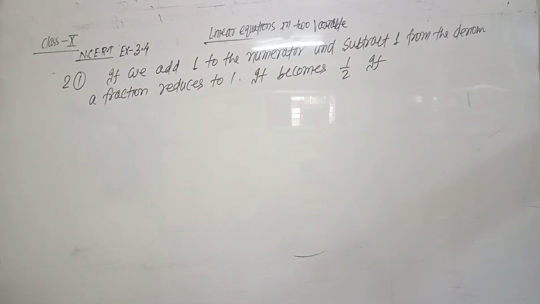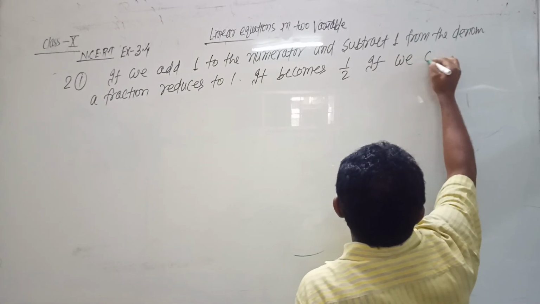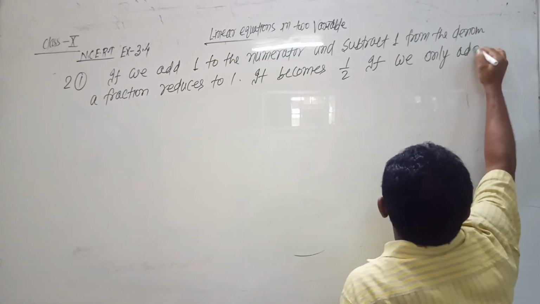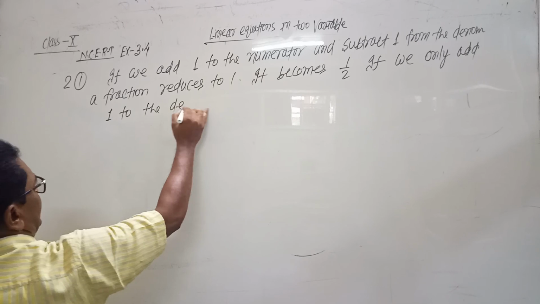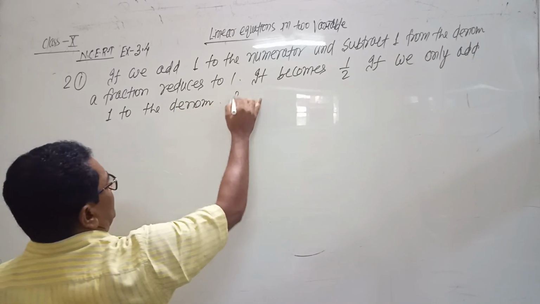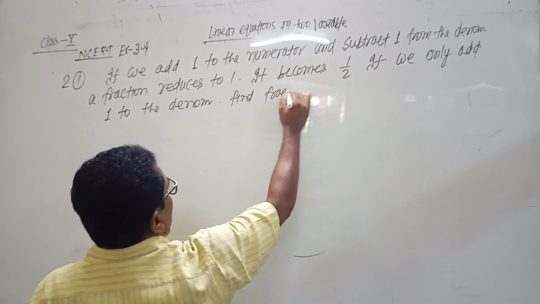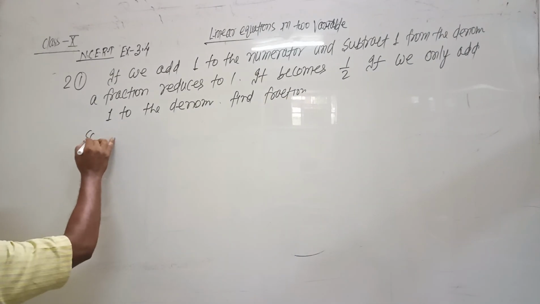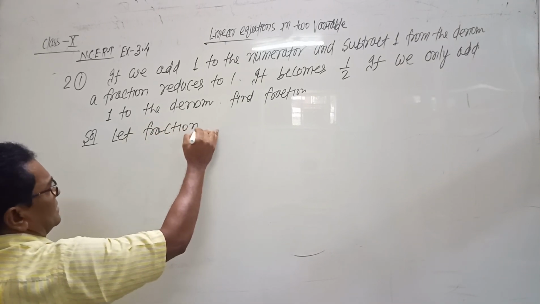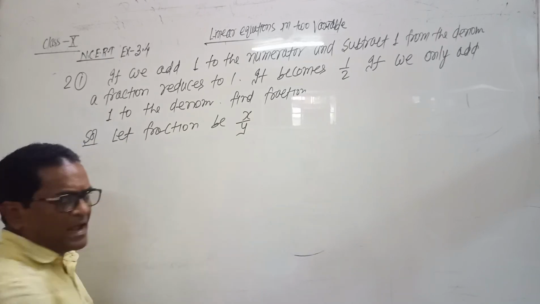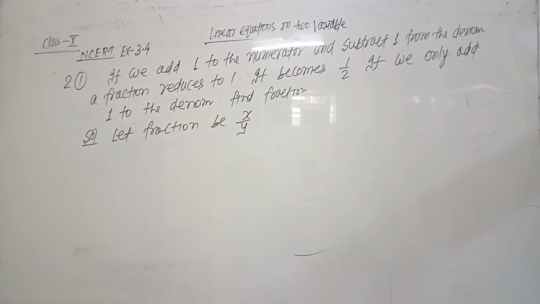It becomes 1 by 2 if we only add 1 to the denominator. Find the fraction. So let the fraction be x by y, where x is the numerator and y is the denominator.